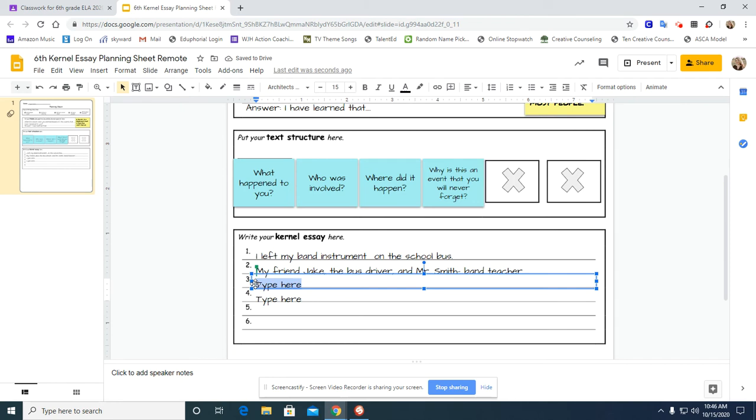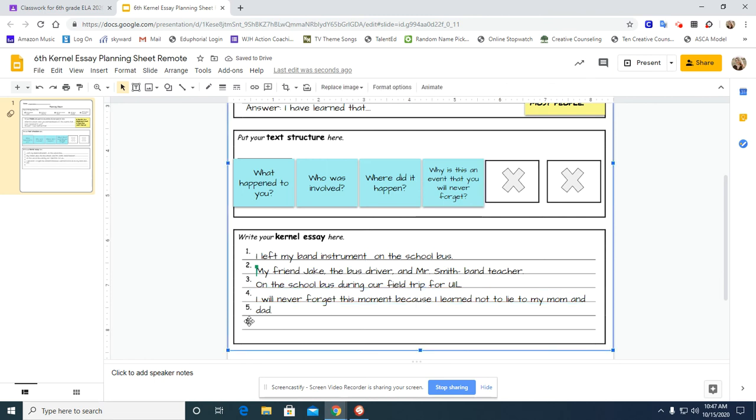The third sentence is asking us, where did it happen? This event took place on the school bus during our field trip for UIL. Finally, the last sentence or question for our essay, why is this an event that I'll never forget? I will never forget this moment because I learned not to lie to my mom and dad.